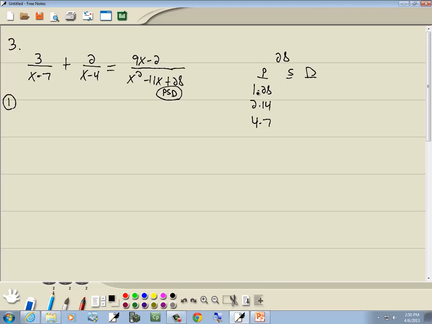In the S column, we add them together. 1 plus 28 is 29. 2 plus 14 is 16. 4 plus 7 is 11. Difference column will subtract them, smaller from larger. 28 minus 1 is 27. 14 minus 2 is 12. 7 minus 4 is 3. Now the number we're looking for is a number in our middle term, which is 11, which is right there, so we'll use 4 and 7.